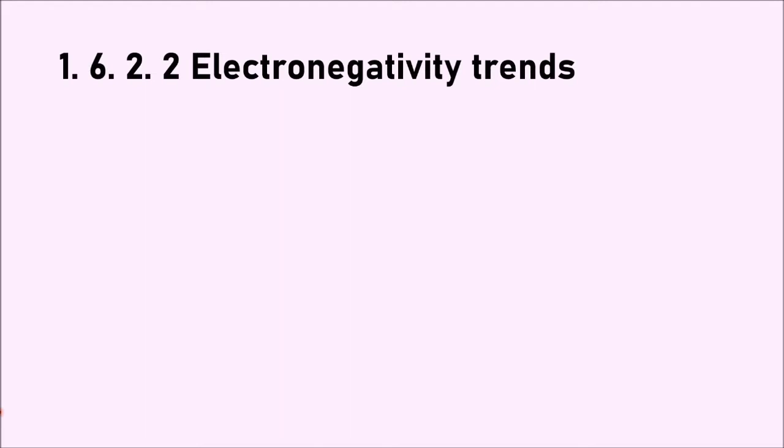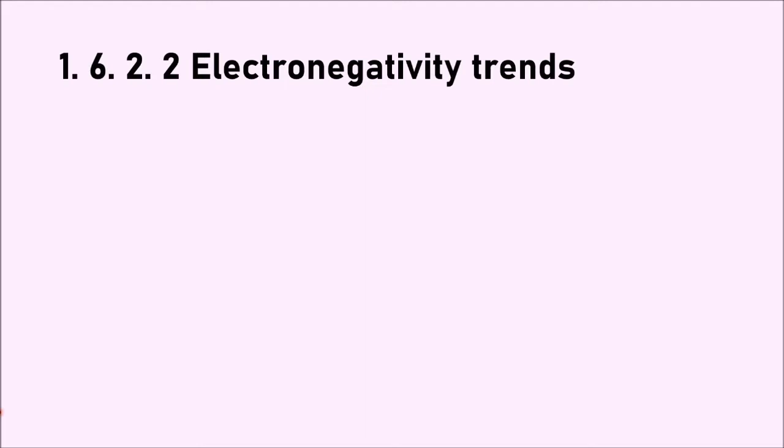Remember that ionization energy is to do with removing a valence electron from an atom, while with electronegativity we're also talking about outermost electrons, because remember, in a covalent bond it is the outermost electrons that are involved in the bond formation.